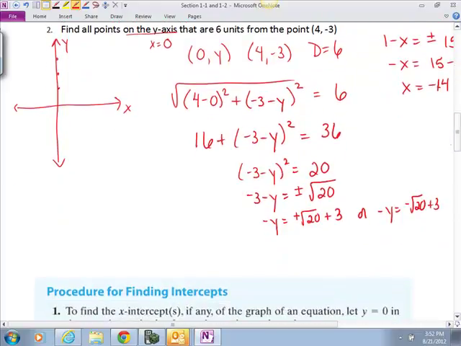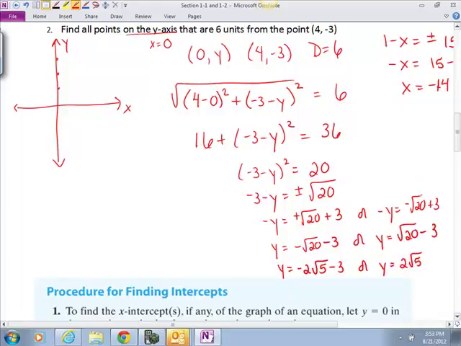And then finally, you divide through by this negative, and you get y equals negative square root of 20 minus 3, because you're dividing through by the negative all the way through. Or y equals positive square root of 20 minus 3. So dividing through by the negative changes the sign on each of those. Now you can actually simplify the square root of 20 because 20 is 4 times 5 and 4 is a perfect square. The square root of 4 is 2. So this is going to be y equals -2 square root of 5 minus 3, or y equals 2 square root of 5 minus 3.